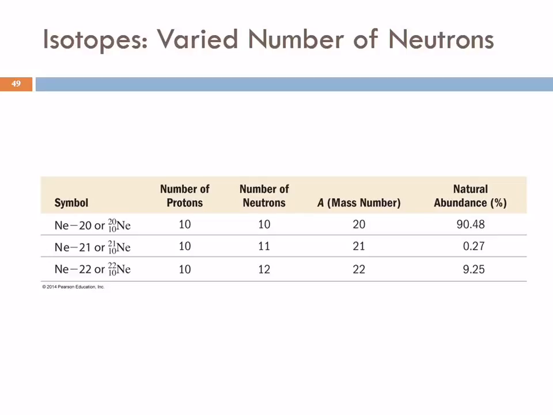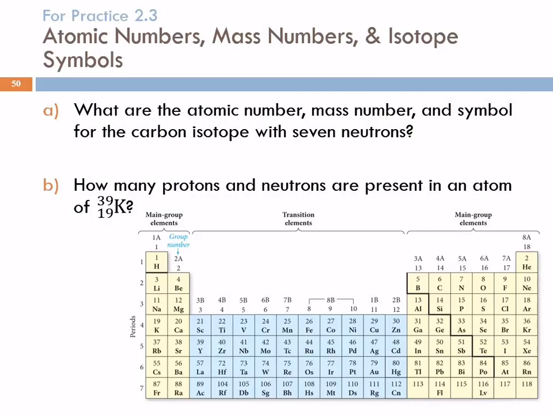And you might ask, why is there so much more neon-20? I really can't answer that, because there is. It's easier to answer why the sky is blue than to answer that one.